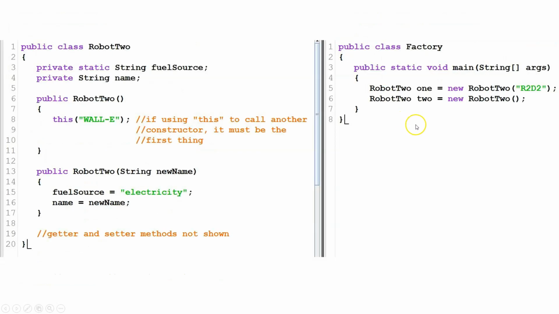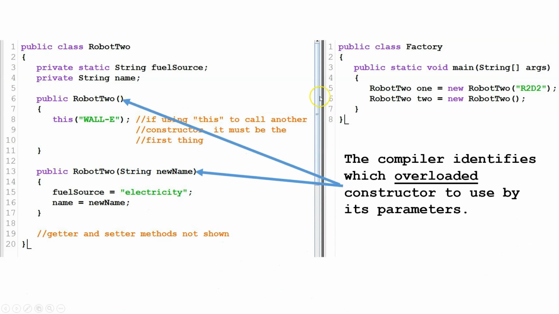Okay, next let's look at a situation where we have overloaded constructors. Overloaded constructors means we have 2 or more constructors and the compiler differentiates them because they have different parameters. Now, in our example here, under Factory, we create a new variable called r1 of type Robot2, and then we create a new instance of Robot2 and we pass the string r2d2. Now the compiler looks and says, okay, we've got one argument and it's a string, so we have to find a constructor that has one argument that's a string. And here's a constructor right here.